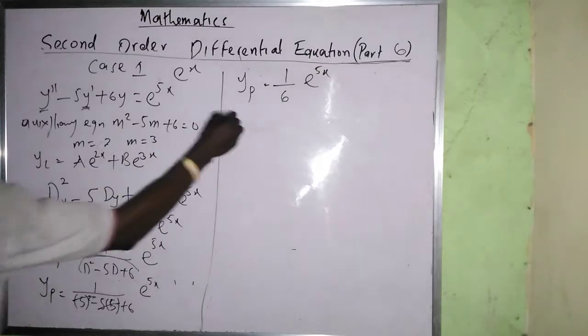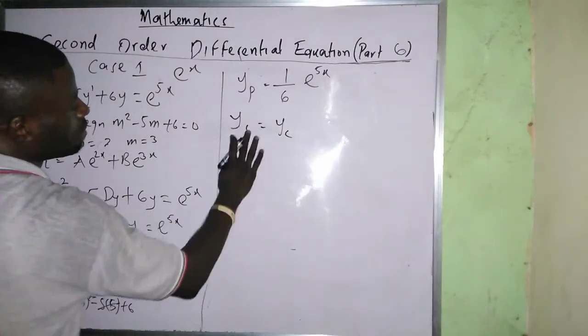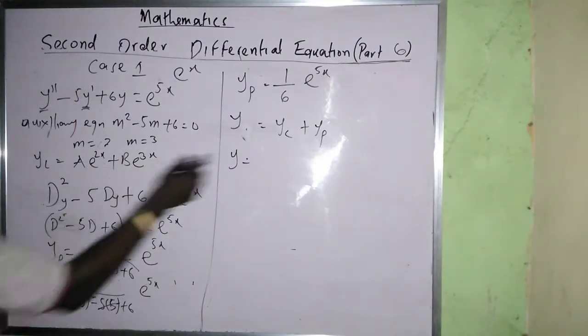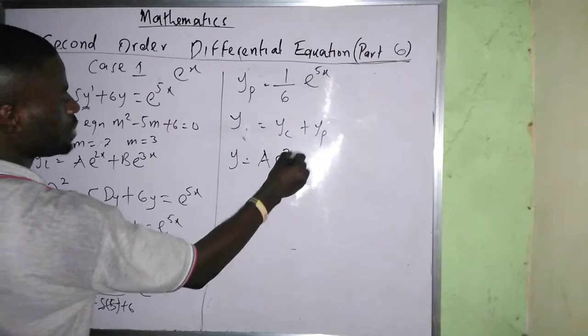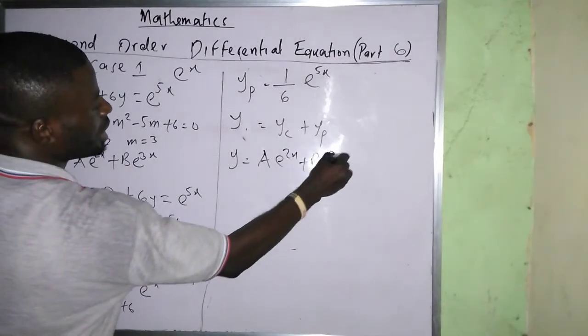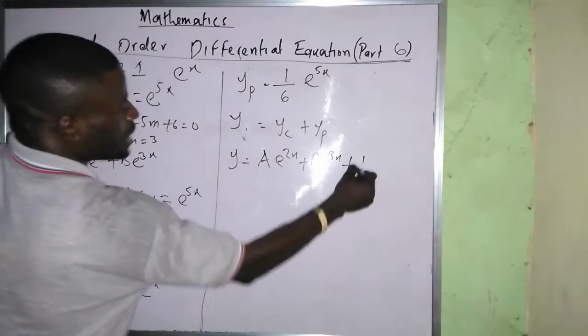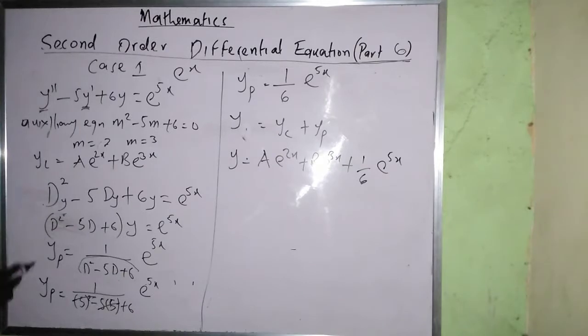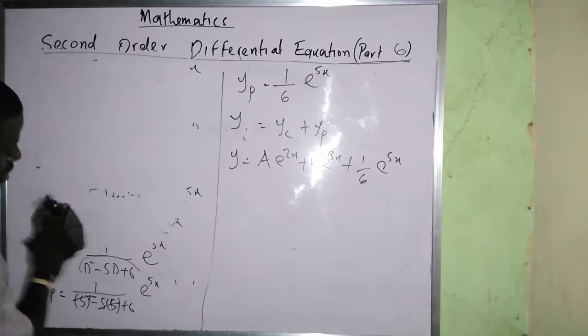It means y equals y complement plus y particular, which is y equals a e^2x plus b e^3x plus 1 over 6 e^5x. That's my final answer. I will put this number here, but I will run into a problem if I do this and everything becomes 0. That is where my problem will come from. But if there is no 0 in the denominator, I will go on. That is all.